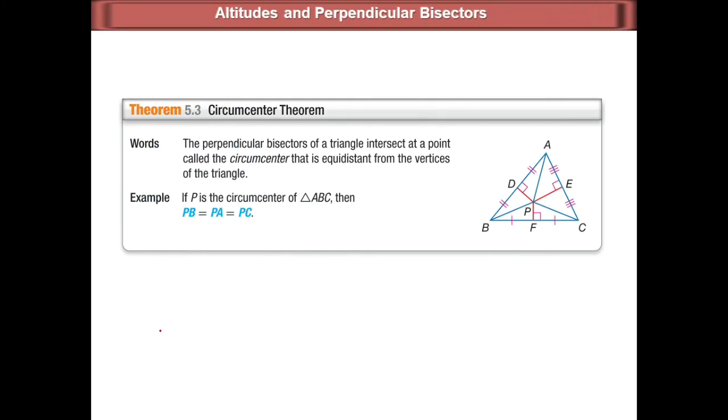The circumcenter theorem: the perpendicular bisectors of a triangle intersect at a point called the circumcenter that is equidistant from the vertices of the triangle. So right now we have learned about the circumcenter, the orthocenter, and the centroid. Please note that the circumcenter is equidistant from the vertices. So that means BP, AP, and CP are all congruent. That marks the end of this section.